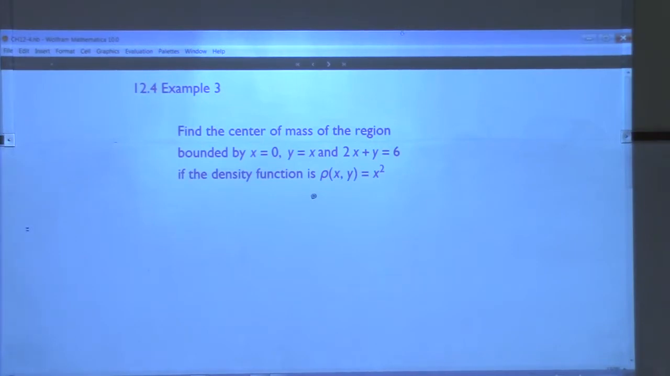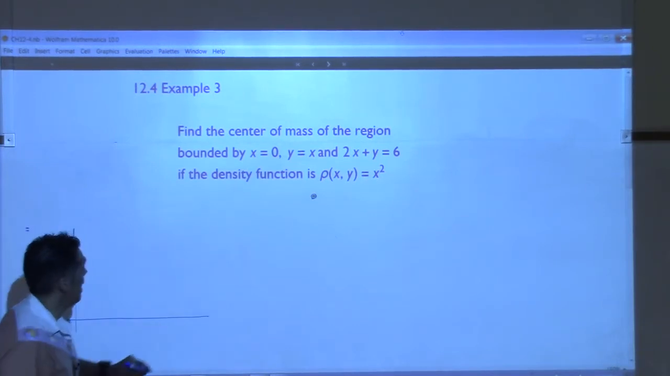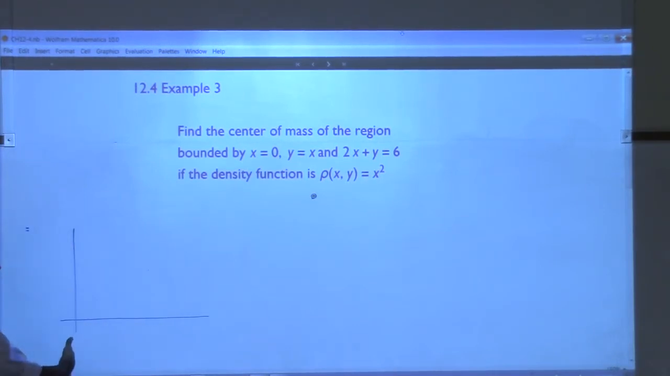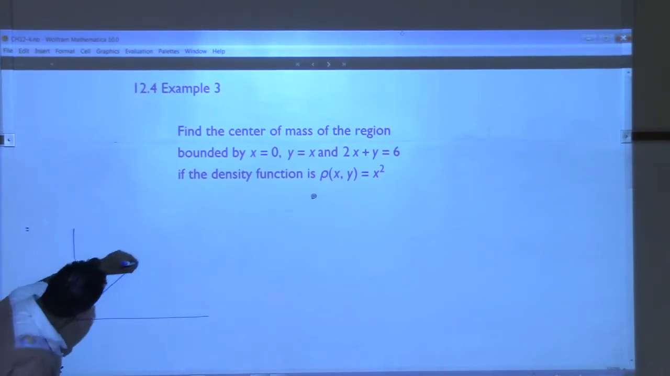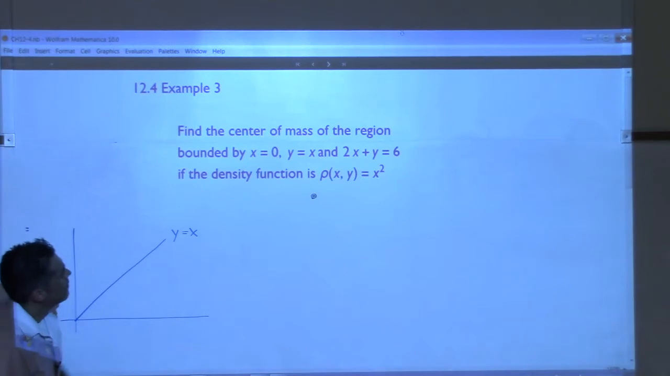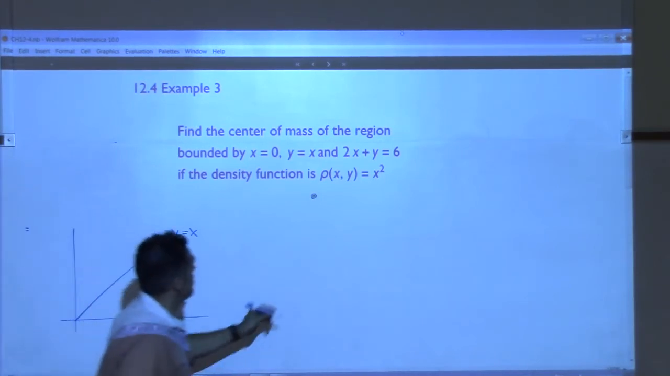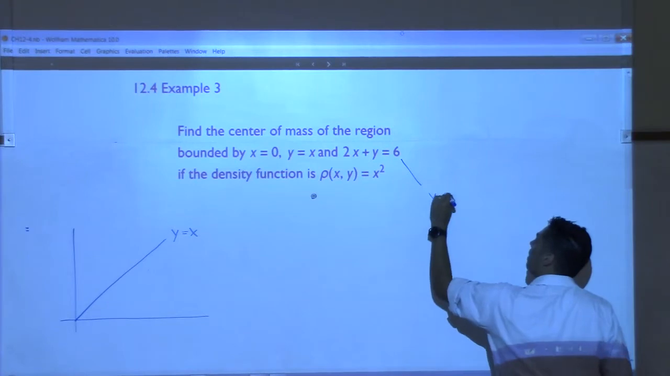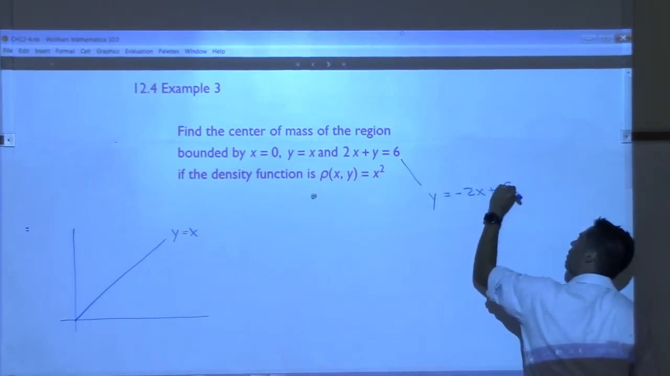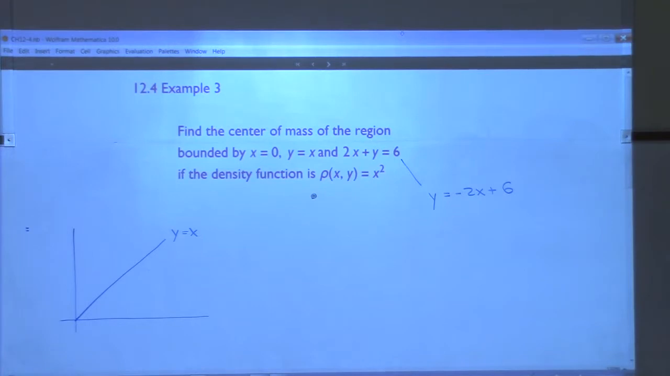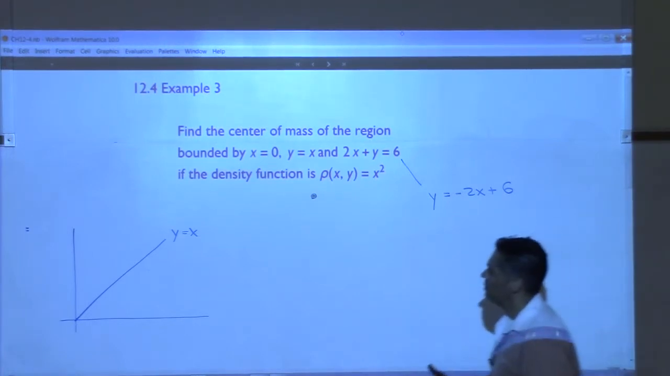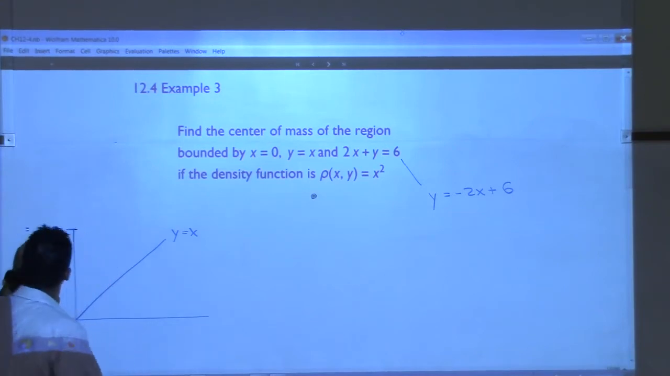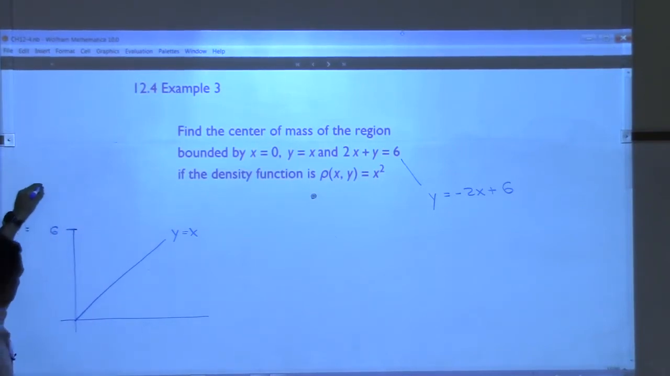All right, so let's do this one. At least set it up. Find the center of mass of the region bounded by x equals 0, y equals x, and 2x plus y equals 6. So let's get the region first. X is 0, y is x, and 2x plus y equals 6. That's the same as y equals negative 2x plus 6. Solve for y, that'll help me graph it. I go up to 6, and I know it has a slope of negative 2, so it's going to go something like that.